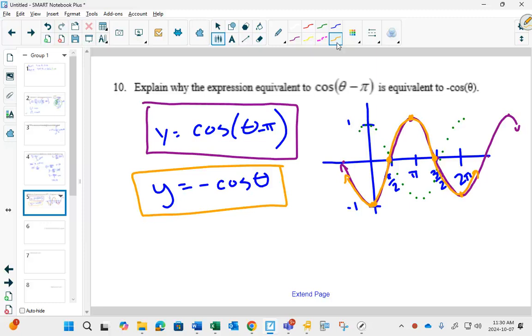So graphically, they're exactly the same graph. Because graphically they're the same graph, those two equations are equivalent.